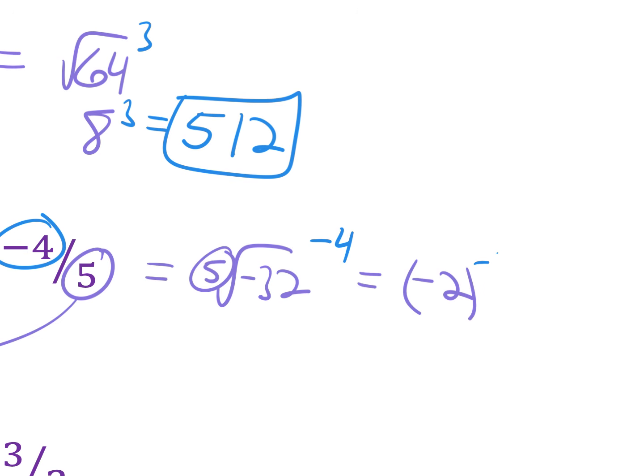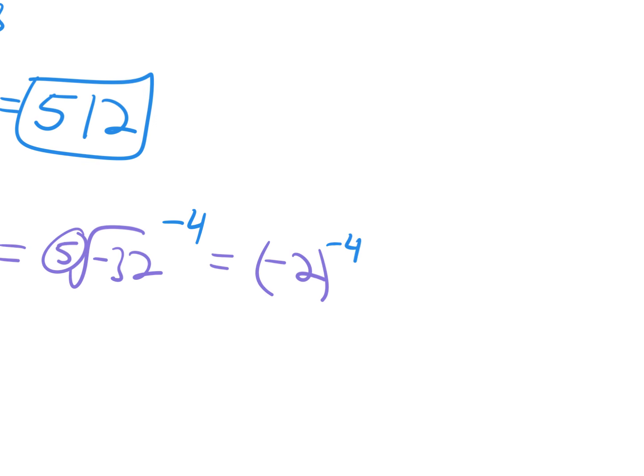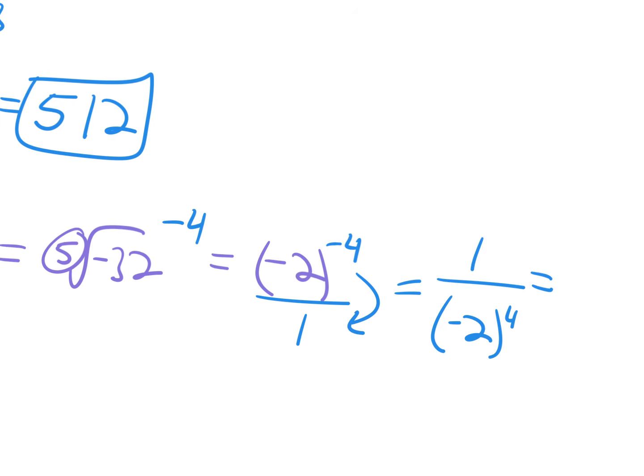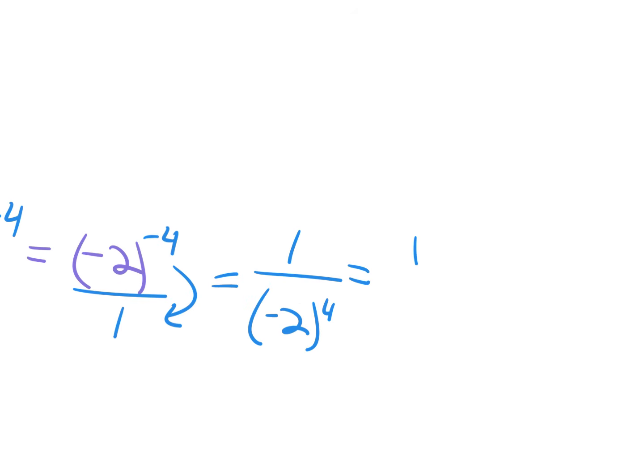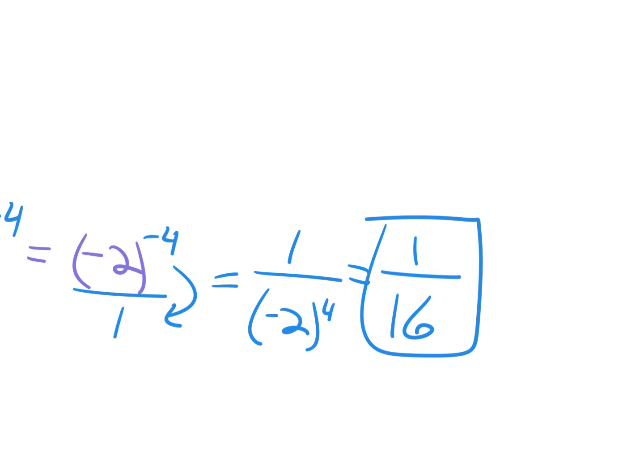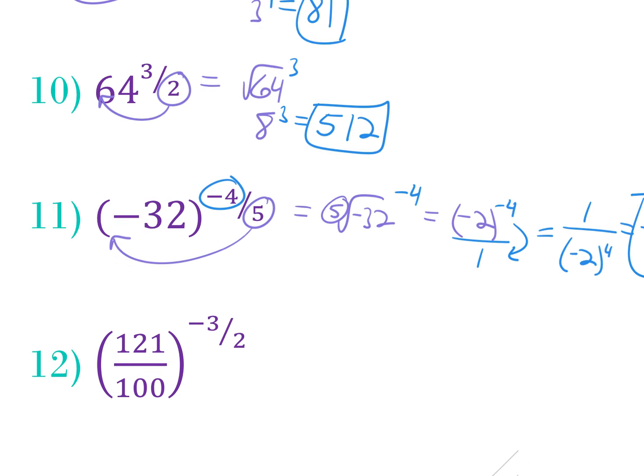And then we can raise this to the power of negative 4. From here, since we didn't do it in the beginning, or at least I didn't do it in the beginning, you can now change it to a fraction. Over 1, move it to the bottom. This is going to be 1 over negative 2 to the positive 4, which is 1 over what? Good. Nice work, guys.